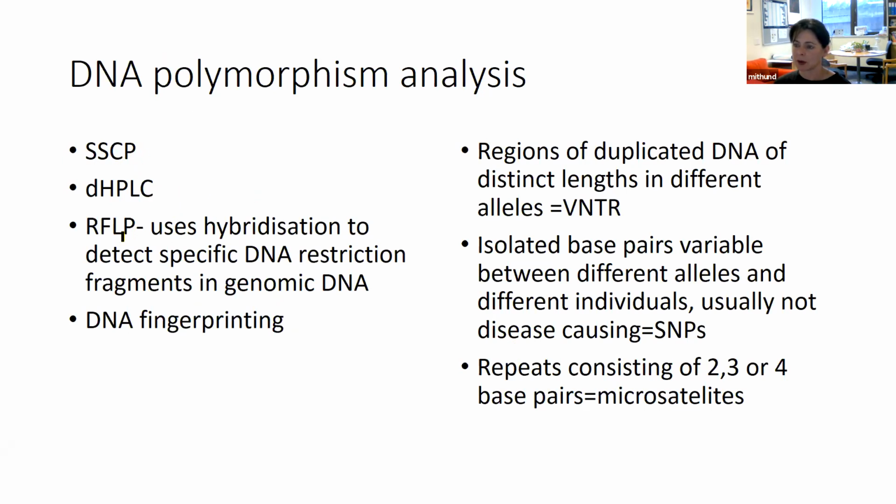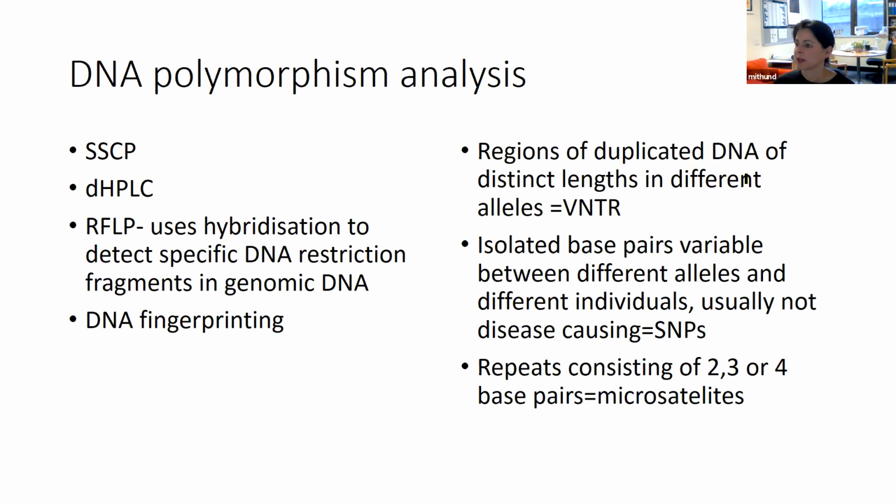If you get something on RFLP, it's a restriction fragment length polymorphism, and it uses hybridization to detect specific DNA restriction fragments in genomic DNA. So this is crucial for DNA fingerprinting and paternity testing. This is where you get those nice long lines of black lines that is unique to an individual, and basically the DNA gets chopped up and probes get used to hybridize to areas of DNA to get this ladder or pattern, and the DNA gets chopped up using restriction enzymes, which is why it's called RFLP.